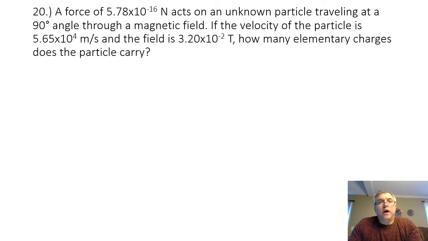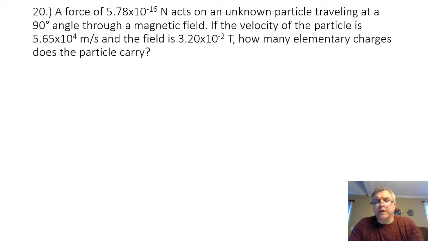Problem 20. A force of 5.78 times 10 to the minus 16th newtons acts on an unknown particle traveling at a 90-degree angle through a magnetic field. If the velocity of the particle is 5.65 times 10 to the fourth meters per second, and the field is 3.20 times 10 to the minus second Tesla, how many elementary charges does the particle carry?